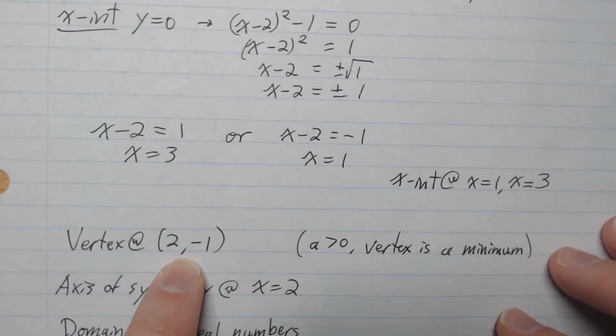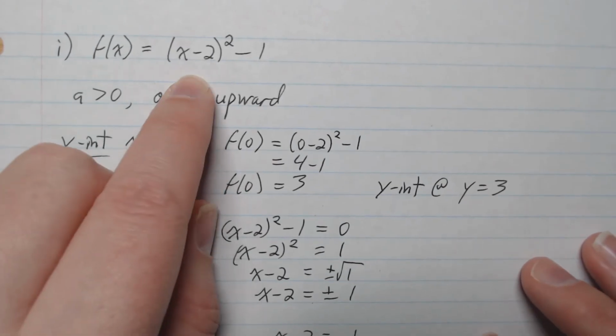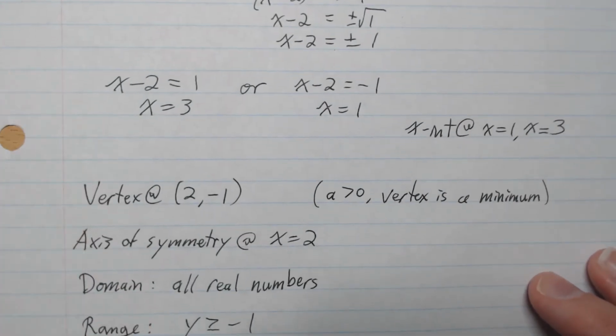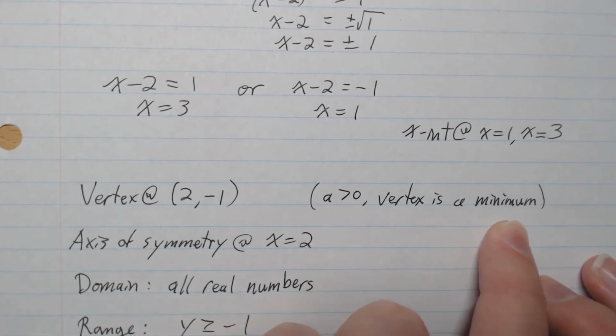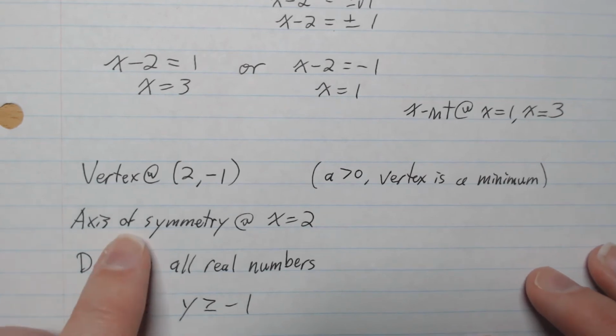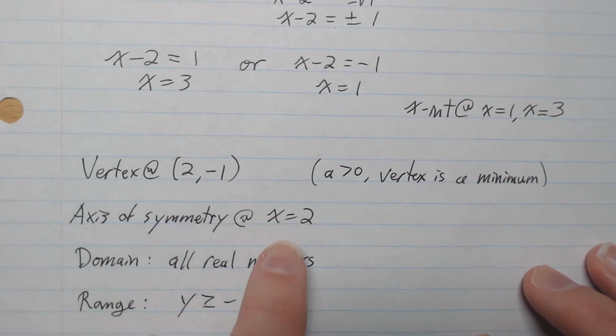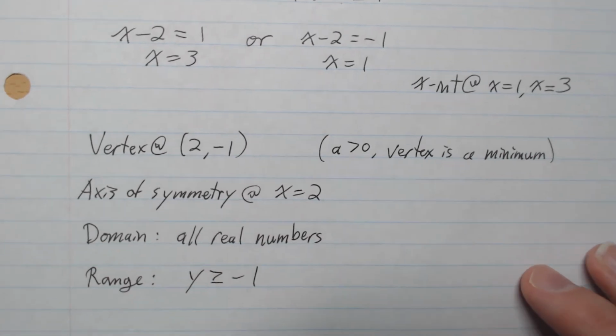So our vertex is (2, -1), right? We see that. You plug in 2, what's left is minus 1. So that's our vertex. We notice a is greater than 0, so this vertex is going to be a minimum. The axis of symmetry occurs at the vertex, as we saw in our previous video. So that occurs at x equals 2.